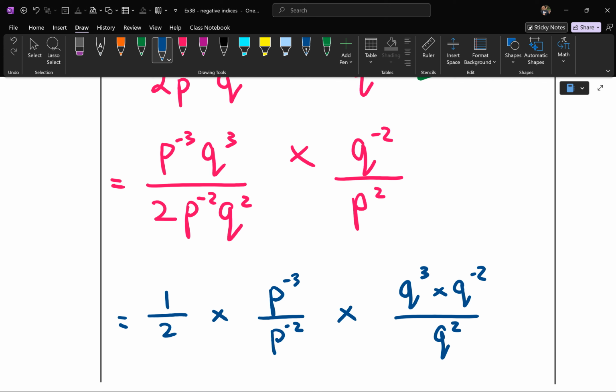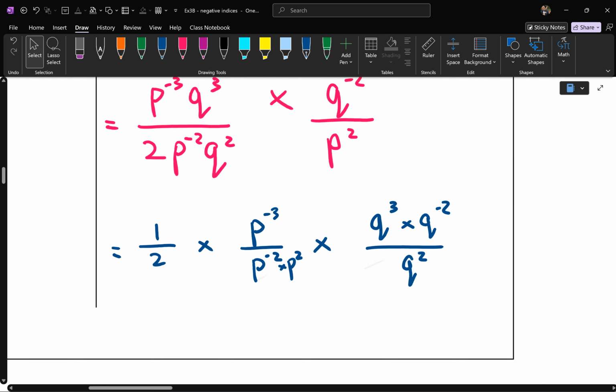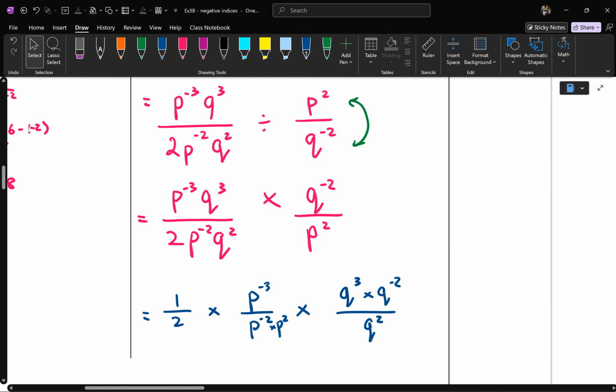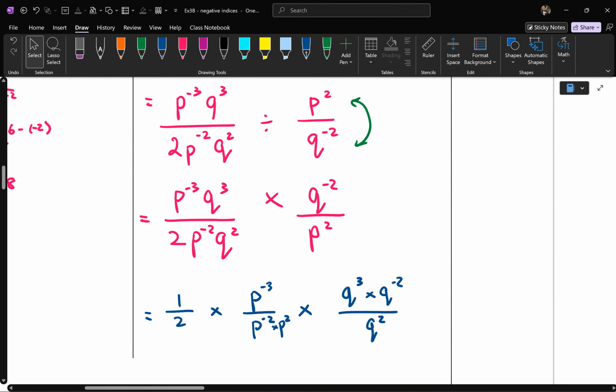I'll show you. I just forgot there's a p² over here too. Okay, so p^-2 times p², that's on the bottom. p^-3 is on the top. There's a q³ times q^-2 on the top, and there's 1 q² on the bottom. See how I'm keeping all the letters together? And from here, I literally still stick to rule number 1, number 2, and that solves the problem.